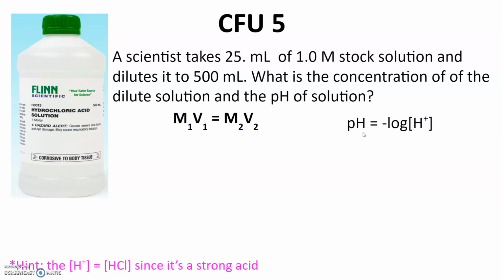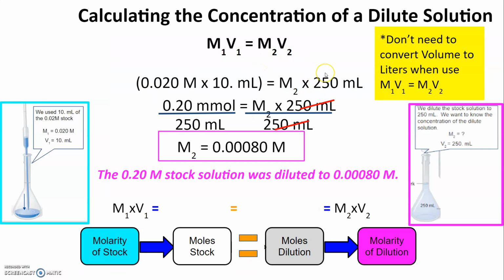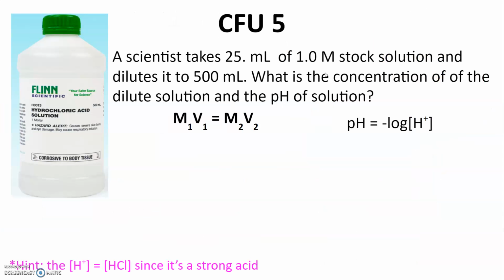All right, why don't you try this CFU using M1V1 equals M2V2. A scientist takes 25 milliliters of a stock solution and dilutes it to 500 milliliters. What is the concentration of the dilute solution? And just so you know, this is a solution of HCl, hydrochloric acid. So that's the solution that you're making. You're going to use M1V1 equals M2V2 to calculate the concentration of the diluted solution, and then use the pH equation to solve for the pH. Pause the video now. When you press play again, the answer will be revealed.